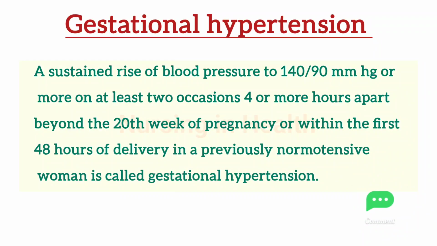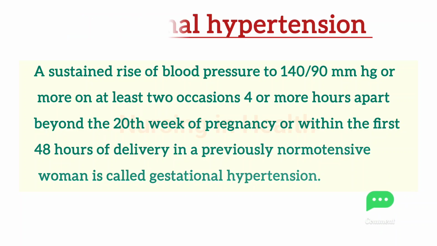A sustained rise of blood pressure to 140 by 90 mmHg or more on at least 2 occasions 4 or more hours apart beyond the 20 weeks of pregnancy or within the first 48 hours of delivery in a previously normotensive woman is called gestational hypertension.